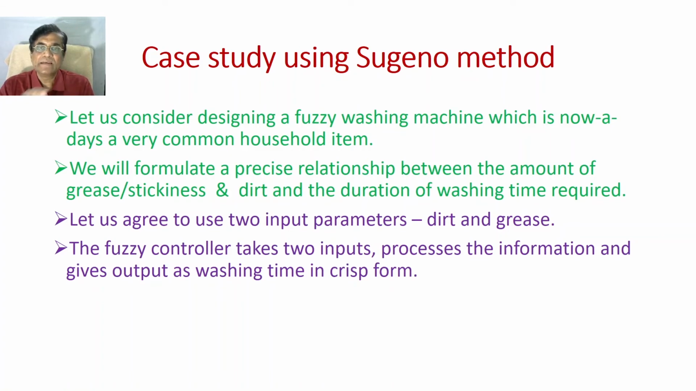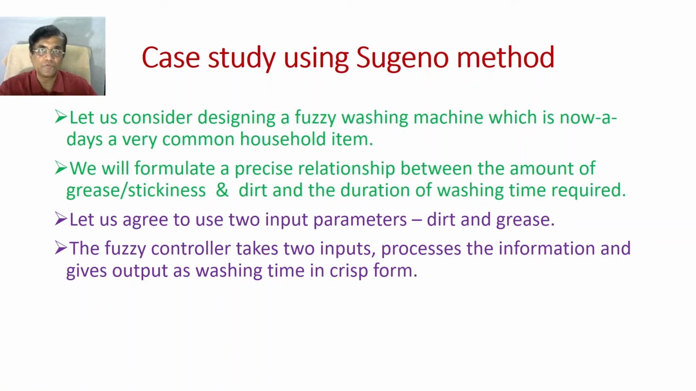What is the design? Build a fuzzy expert system which can optimally run your washing machine. Optimally means, so this is my problem, right? I have to formulate it concretely now. I am considering, for example, two inputs, dirt and grease, that is oiliness, stickiness, okay? These are the two inputs. You can add more inputs as well. And then the output will be washing time, because that's where your energy is being consumed.